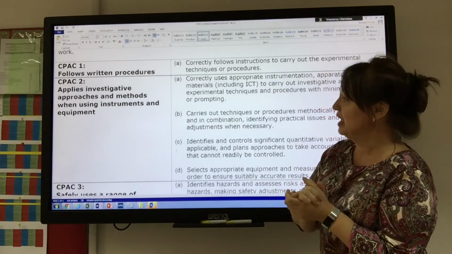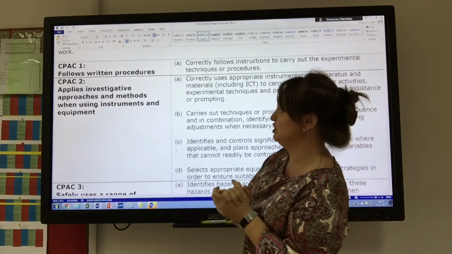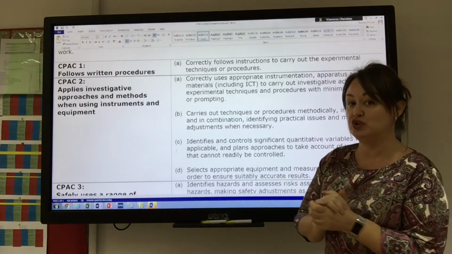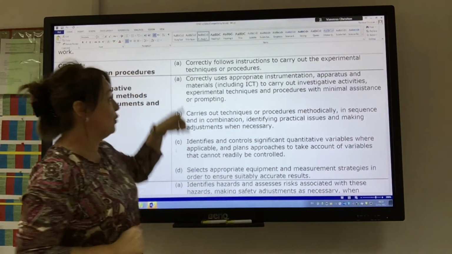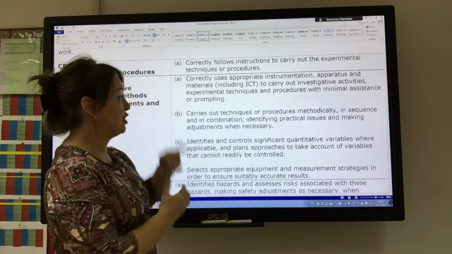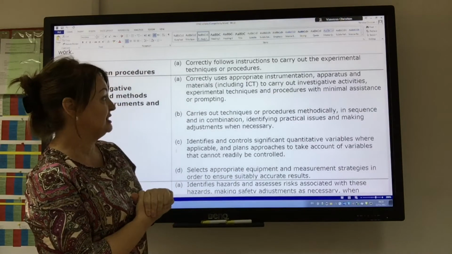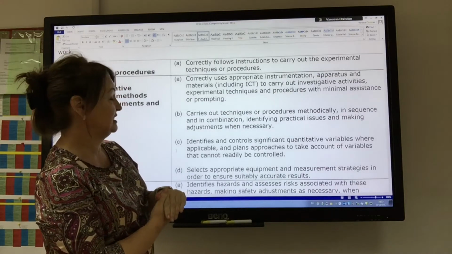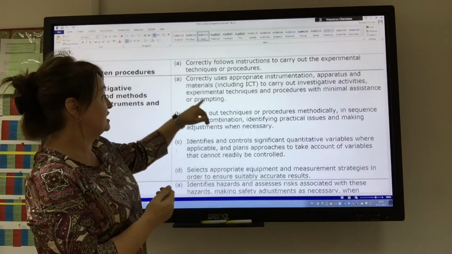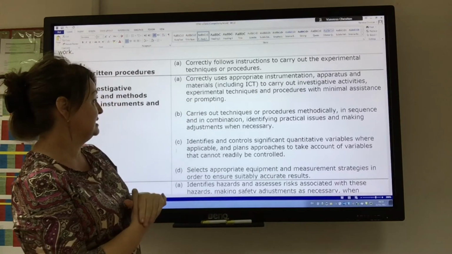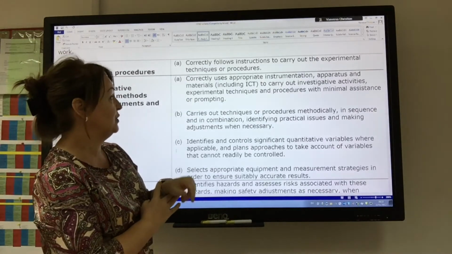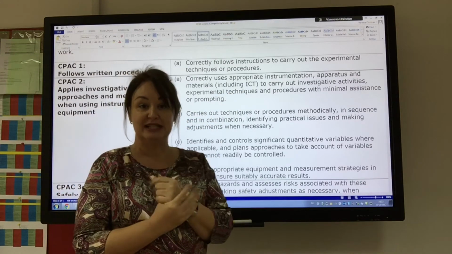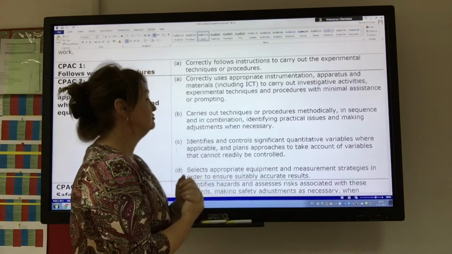For the second one, applies investigative approaches and methods when using instruments and equipment. So specifically, what would you be expected to do? Well, correctly use appropriate instrumentation, apparatus and materials to carry out investigative activities. So experimental techniques and procedures with minimal assistance and prompting. Okay, so this includes ICT, so manipulating your results perhaps, or using colour emitters, or some other.